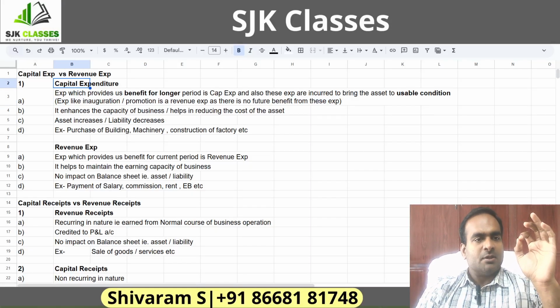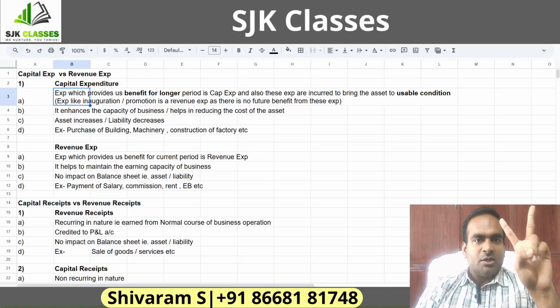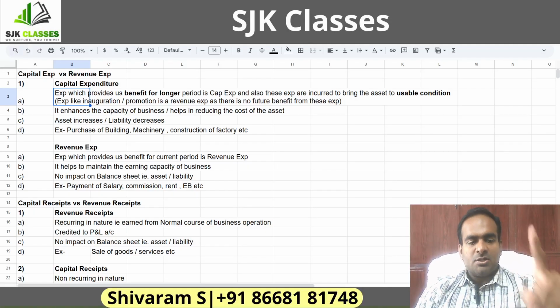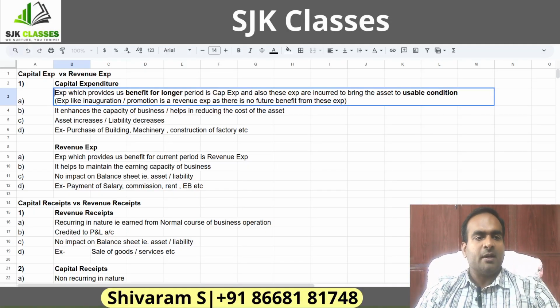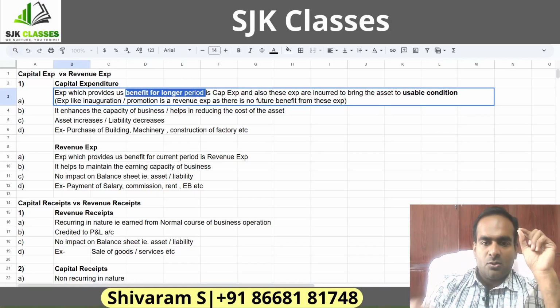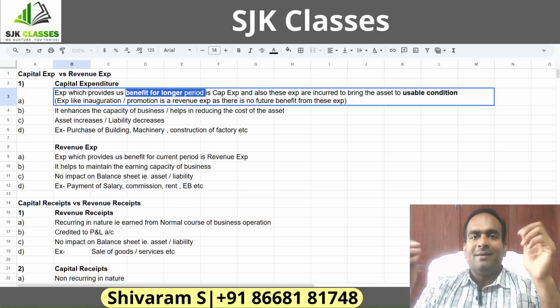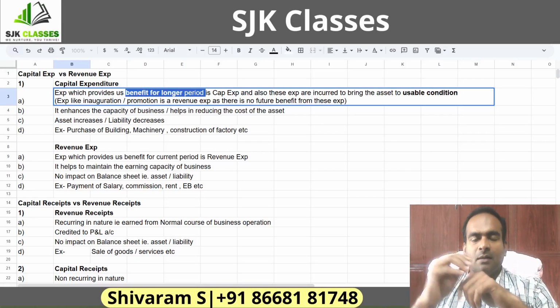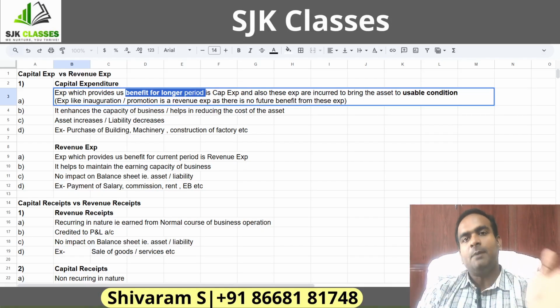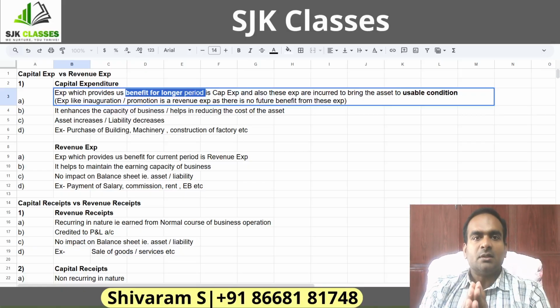What is capital expenditure? The two key conditions: all those expenditures which give us benefit for a longer period. Look at this point here, benefit for a longer period. So if I spend on something that is going to give me benefit for a longer period, it will be a capital expenditure. For example, purchasing of machinery. If I purchase a machinery, this is an expenditure only, but this expenditure will give us benefit for multiple years. Hence, this will be called a capital expenditure.